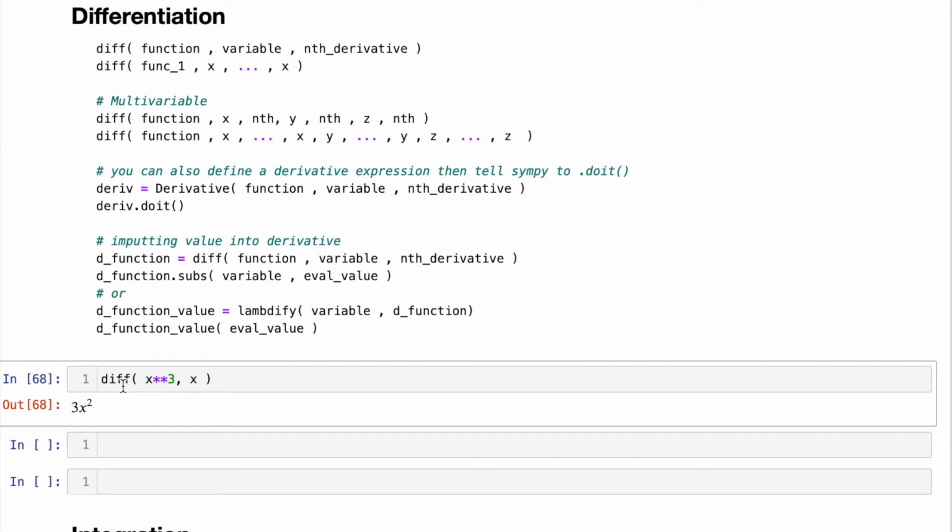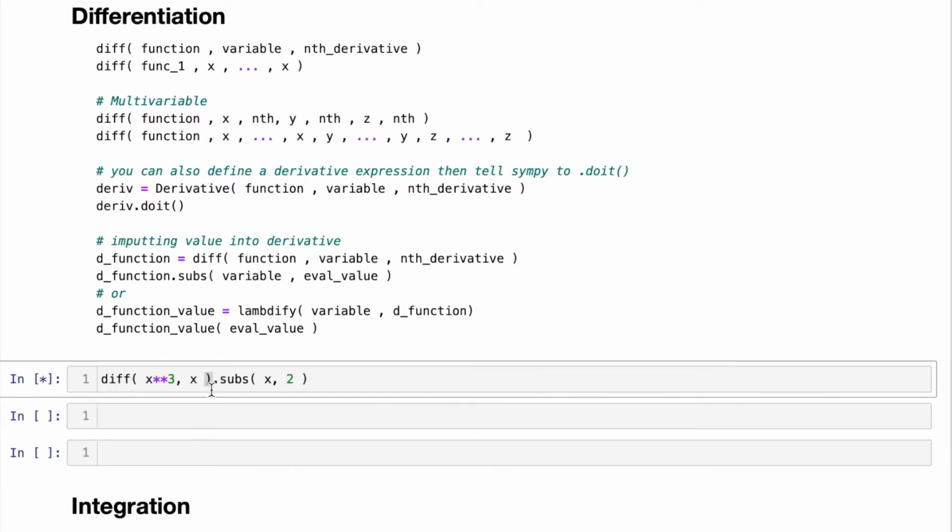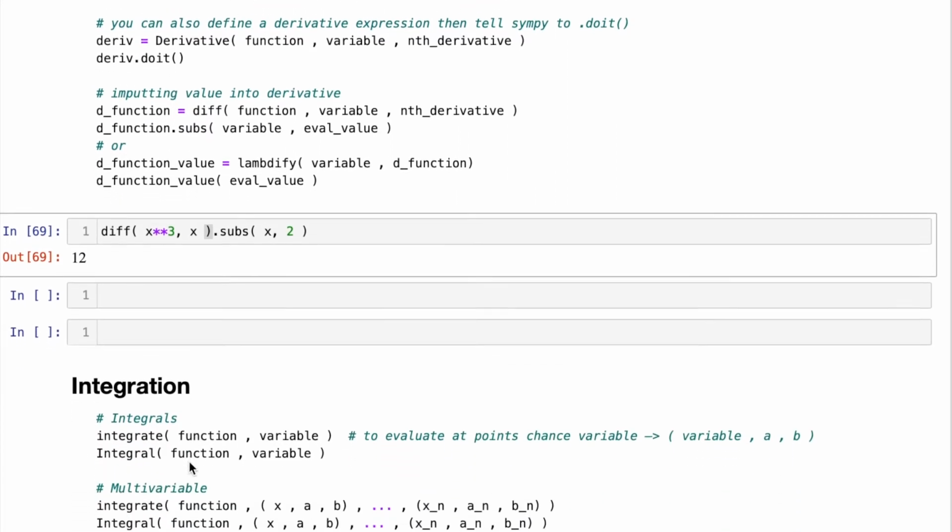It gives us the derivative. Now we can do dot subs to substitute a value. So we want to substitute x with 2. So this should give us 12. So it's going to take x and put 2 where it is, and then it's going to square it, obviously, because it's going to stick 2 there. So we should get 12. And we do. Now let's move on.